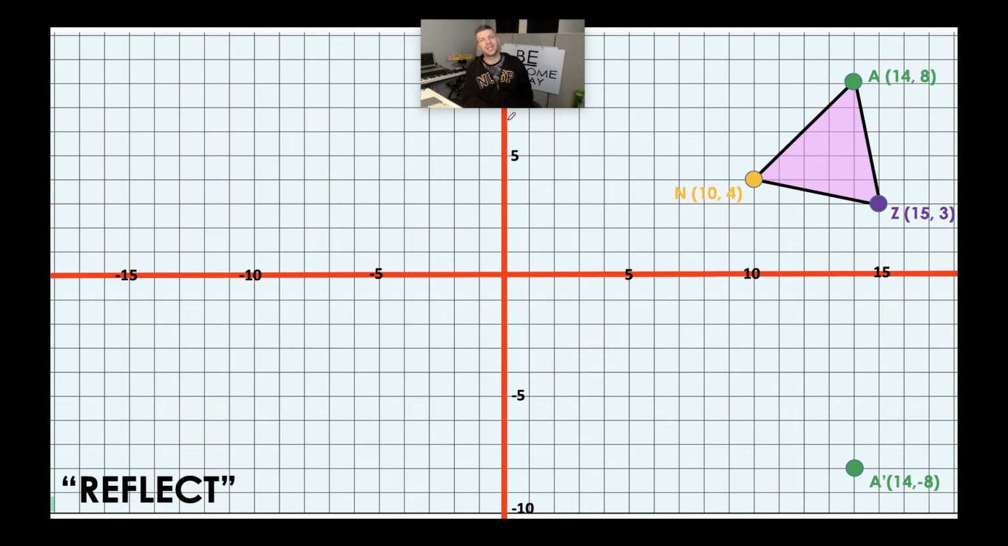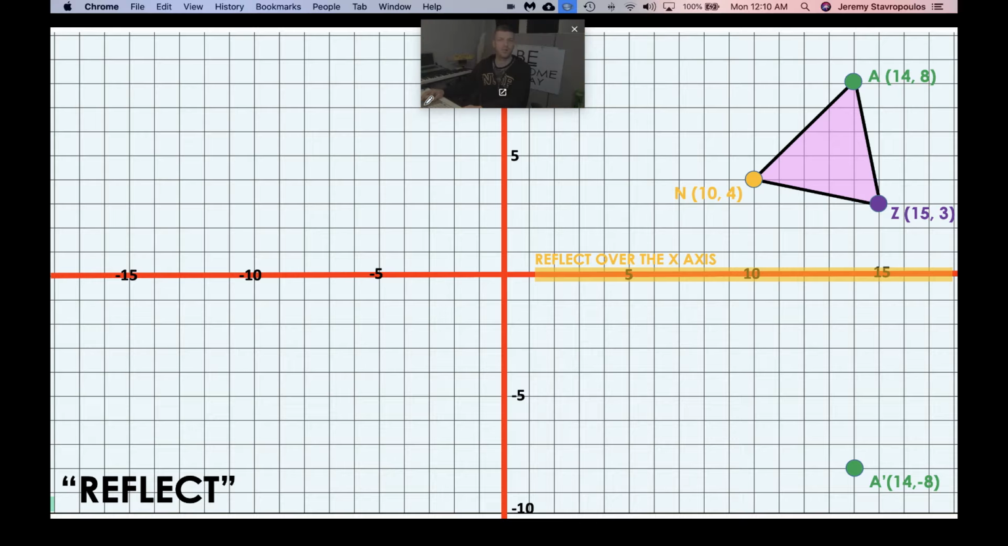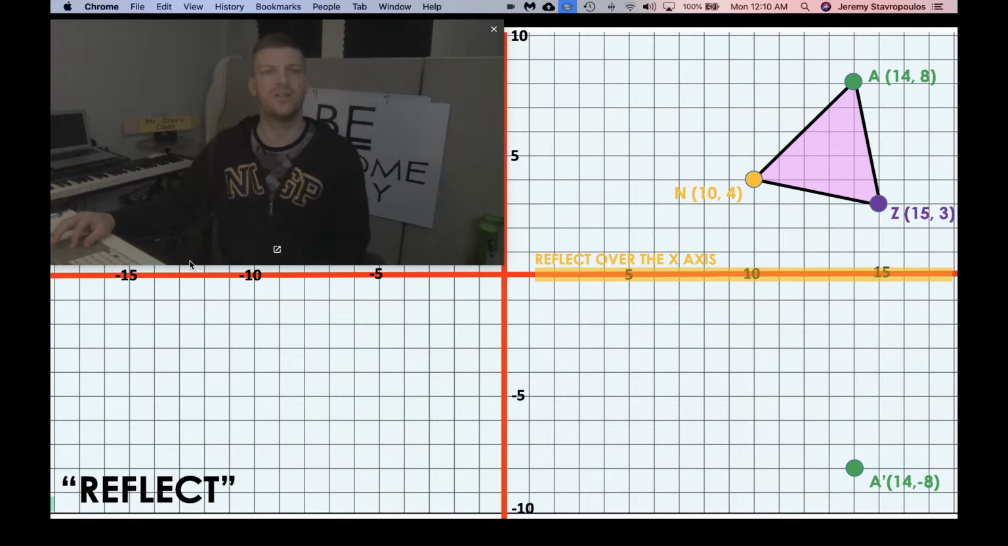So here's a different shape, a different figure. And this question, instead of saying reflect over the y-axis, let's say it says reflect over the x-axis. Oh, I can't do that. Panic. How do we do that? We don't know how. You can figure that out.